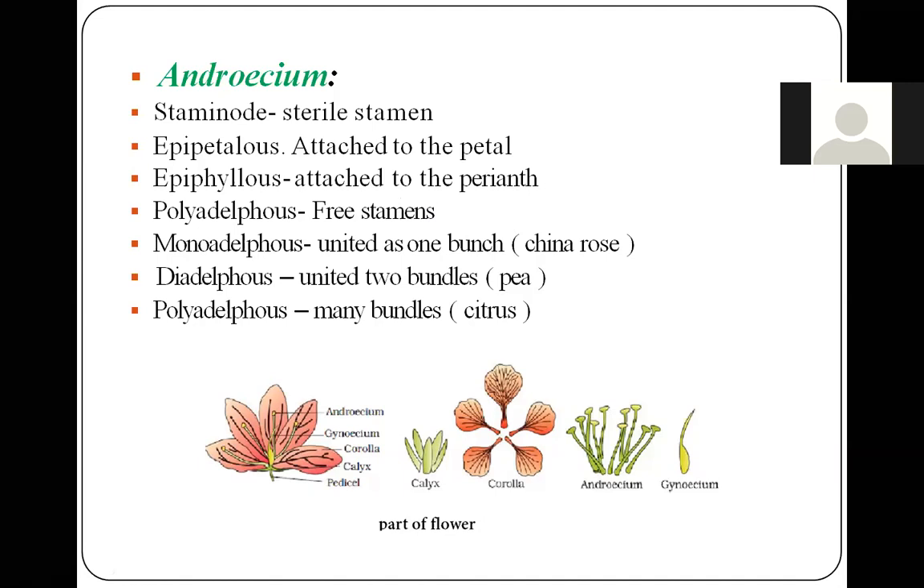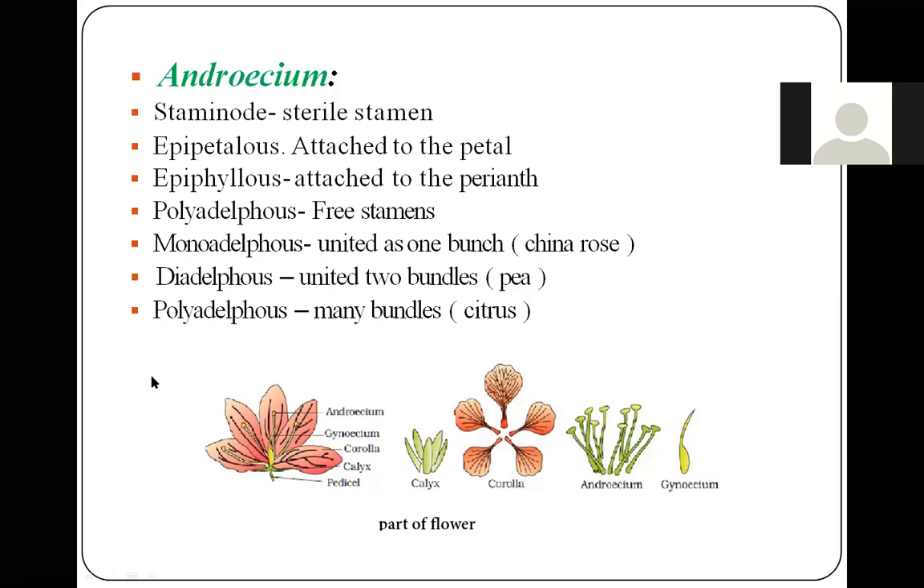Polyadelphous means the stamens are present as free stamens, right? Free stamens means the stamens are not fused with each other. They are present separately. Poly means so many stamens are there, and as they are free in nature, not fused with each other, for this reason they are said to be polyadelphous.